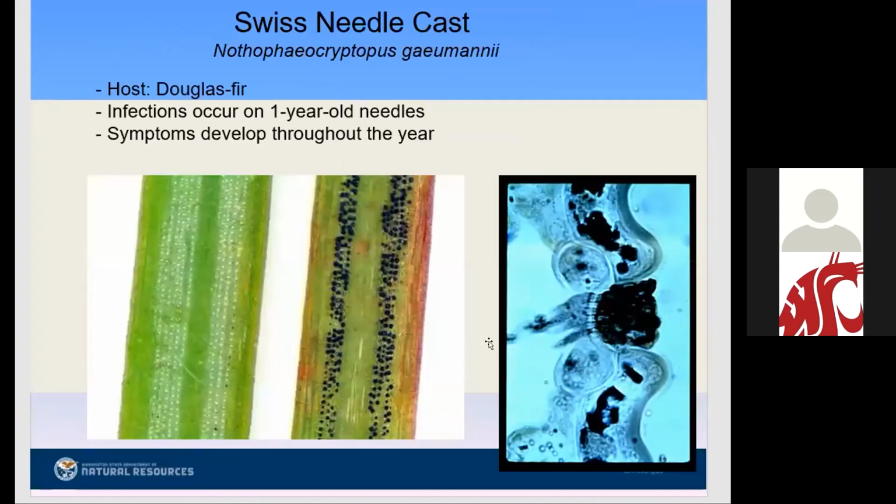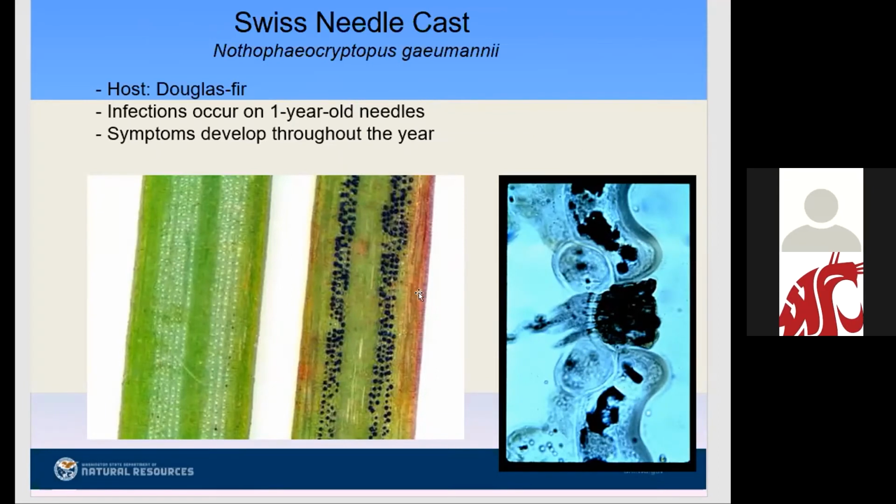And probably the most noteworthy of these foliar diseases is Swiss needle cast, a foliar disease that infects only Douglas fir. Hemlocks and other conifers are not favorable hosts to this particular fungus. But you can see a Douglas fir needle on the left here with these white dots. They're the rows of stomates that we talked about earlier. This needle on the right has all of these little black fruiting structures that are erupting from the pores. So this is a heavily infected needle.